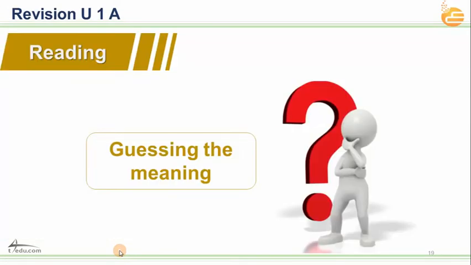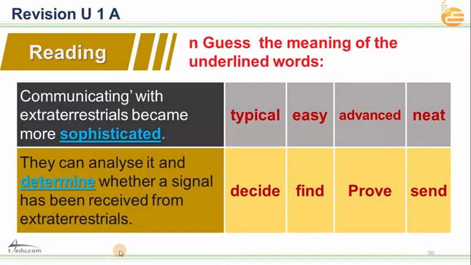Now let's guess the meaning of some words. In a reading you got some words like typical, easy, advanced, and neat. One of these words means sophisticated. So in a reading text in Unit 1, communicating with extraterrestrials became more sophisticated. What does the word sophisticated mean here? Does it mean communicating with extraterrestrials became more typical, easy, advanced, or neat? Sophisticated is better put like advanced.